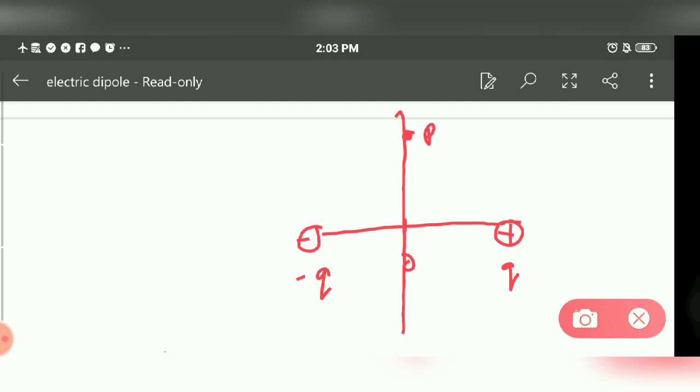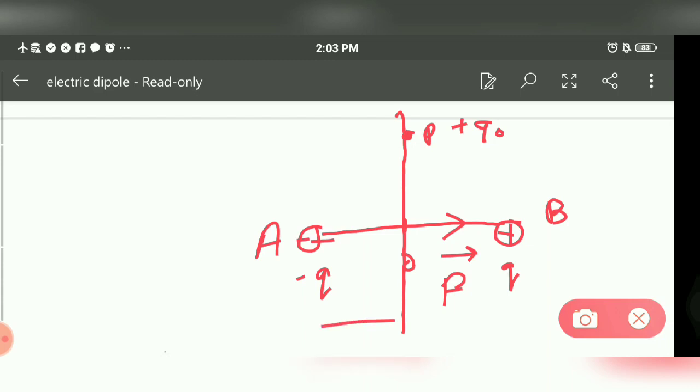Now first step is to what? At point P we'll consider unit positive charge, that is plus q naught, because we have to find the field. Now dipole moment is from negative to positive. This is the direction of dipole moment P. First step is to find electric field due to this negative charge at point A and positive charge at point B.